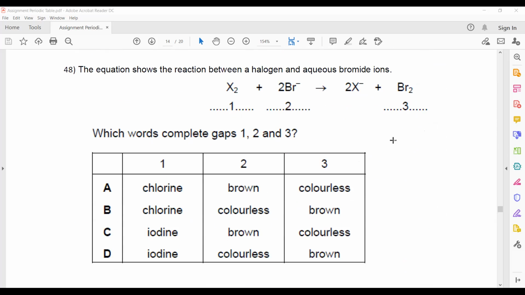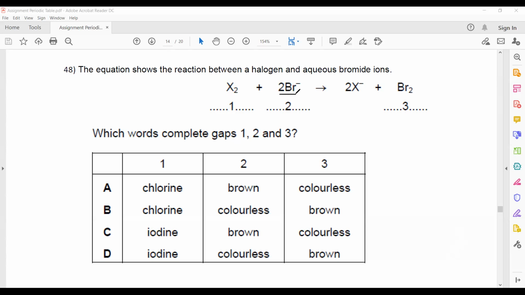Question 48. The equation shows the reaction between a halogen and aqueous bromide. So what could be halogen X and what are the colors? The more reactive halogen can displace the less reactive halogen from its compound. So this X should be the more reactive halogen, for example chlorine.